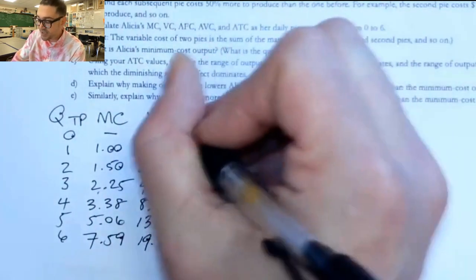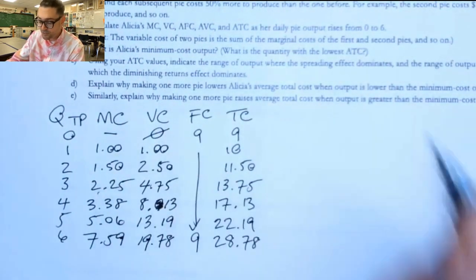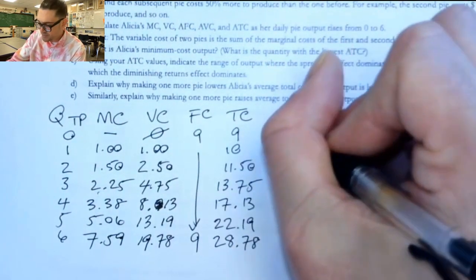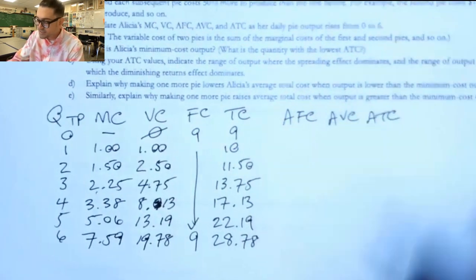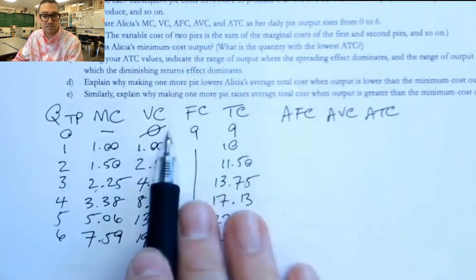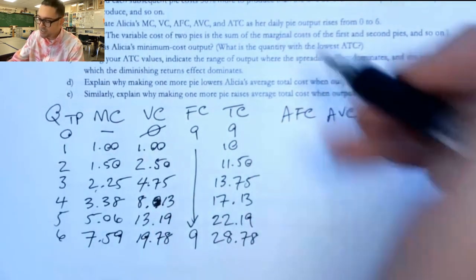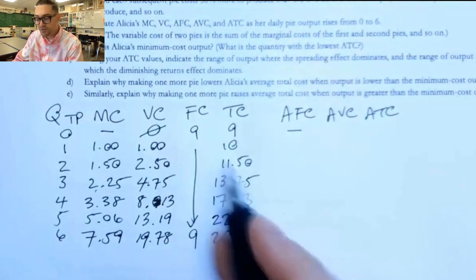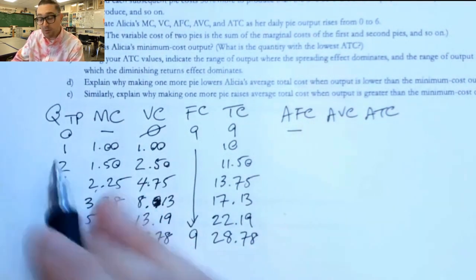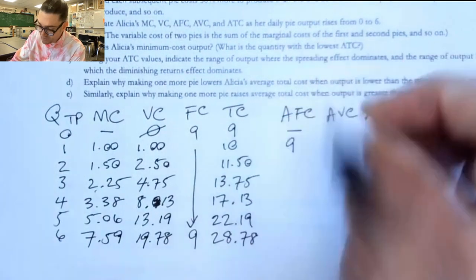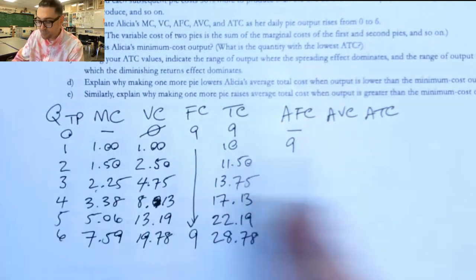And I'm going to use these values, the variable, the fixed, and the total, to find the averages for these. So the average fixed cost, the average variable cost, and the average total cost. Now, for average fixed cost, it's just the fixed cost divided by the units of output. There's not going to be one for the 0th unit because 9 divided by 0 is undefined. 9 divided by 1, on the other hand, is just 9. And so we have 9 fixed costs divided by the 1 unit.